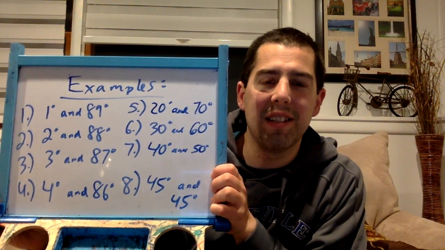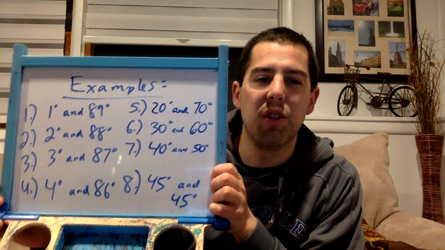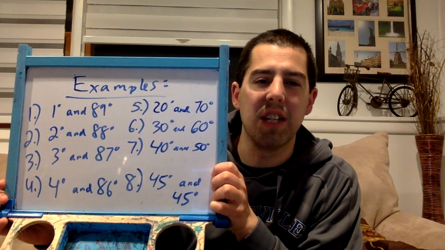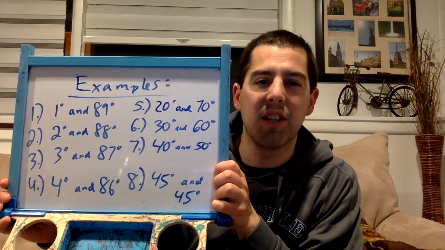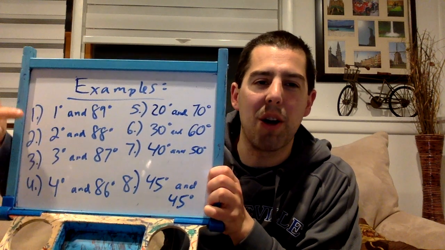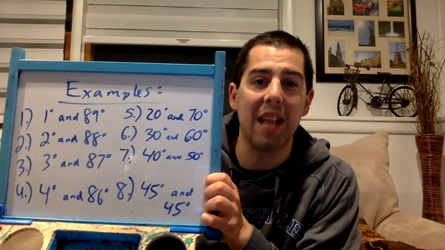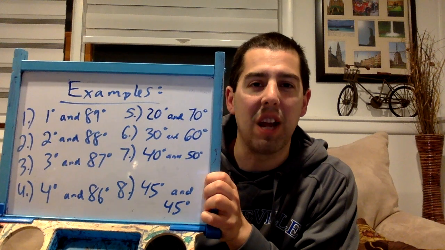1 degree is complementary to 89 degrees. 2 degrees and 88 degrees. 3 degrees and 87 degrees. 4 degrees and 86 degrees. What do you notice about all of these combinations? Well, if I added those angles together they would make a 90-degree right angle.